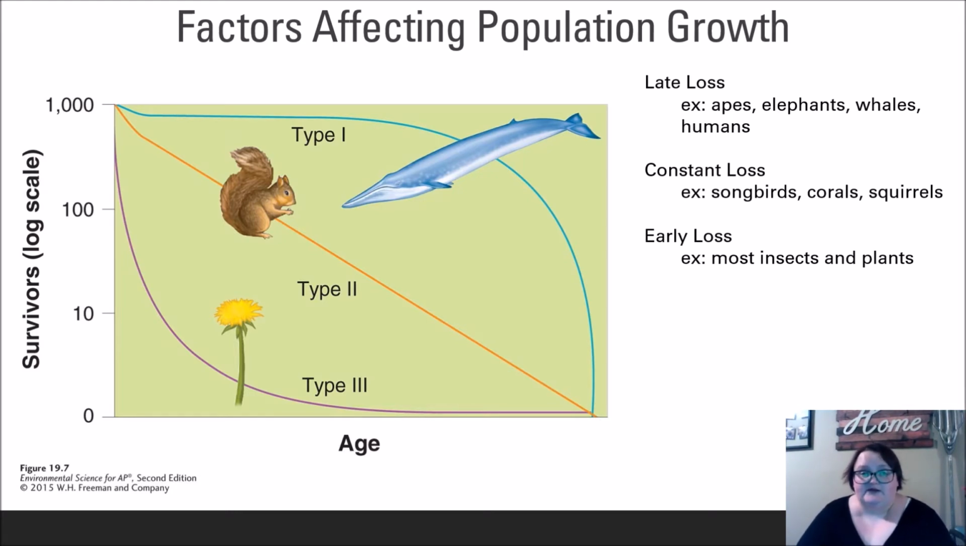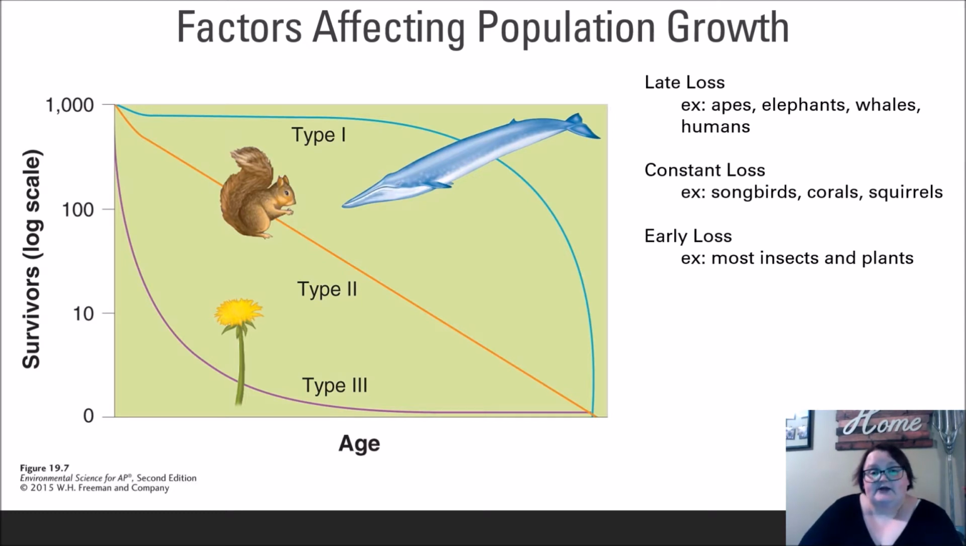Type 3 survivorship is known as early loss curve because individuals have a greater chance of dying at the early stages or infancy, but are likely to make it to the end of the lifespan if they survive those early stages. Common type 3 organisms include most insects and most plants. You may also hear survivorship discussed in terms of mortality as well. Rather than looking at the proportion that survive, mortality looks at the proportion that die at any given point.